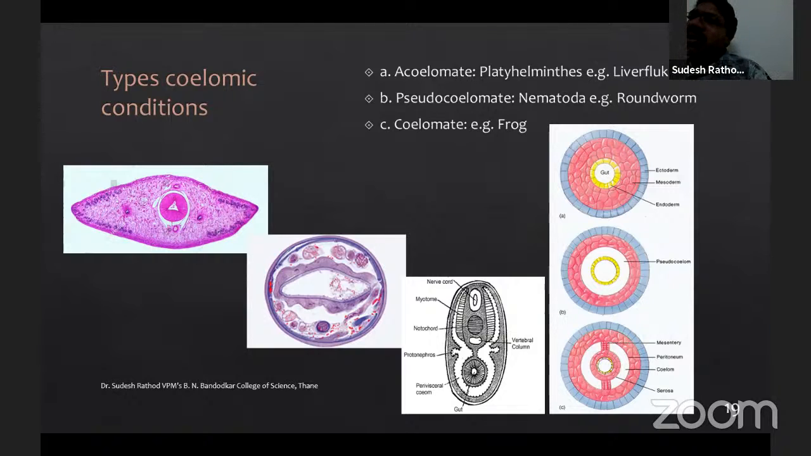Again, if I talk about Aschelminthes, Nematoda, and Platyhelminthes, the difference is that Platyhelminthes has no coelom, so it is acoelomate, and Nematoda, or roundworm, shows a coelom, but it is not a true coelom. That's why these are known as pseudocoelomate. So Aschelminthes are pseudocoelomate and Platyhelminthes are acoelomate. Next slide, please.